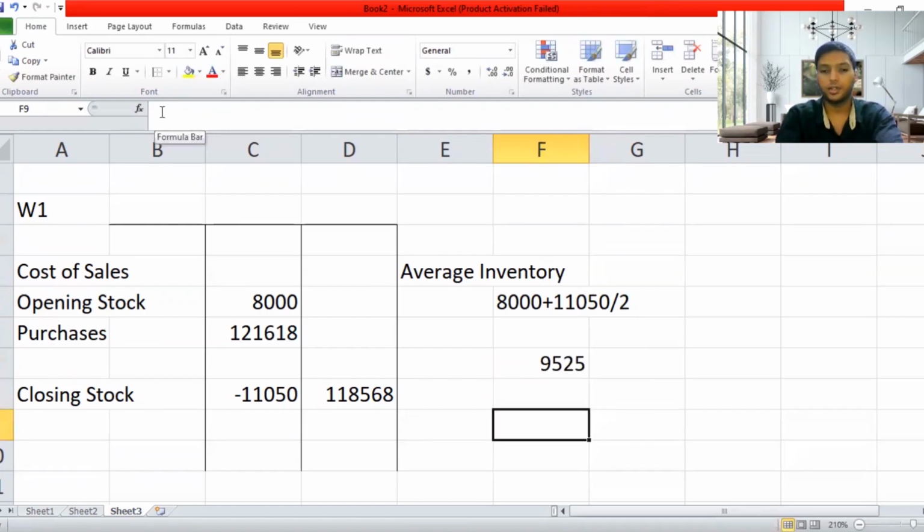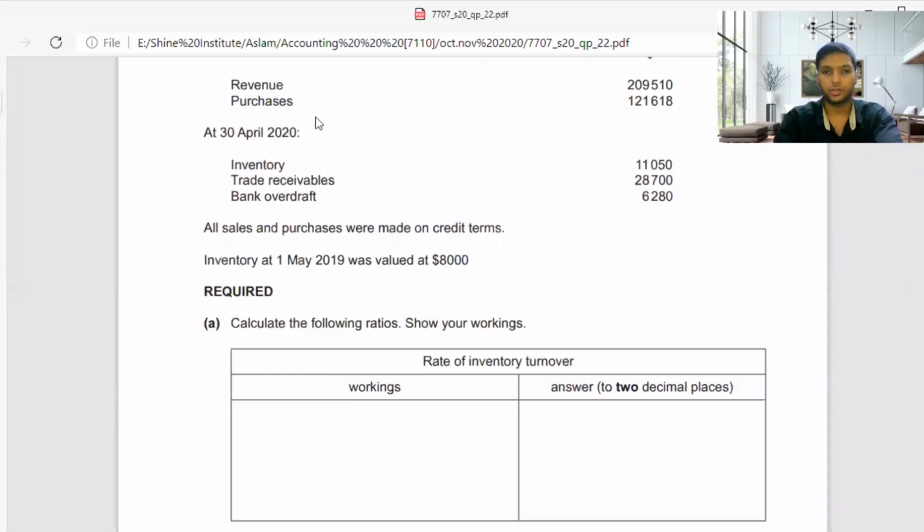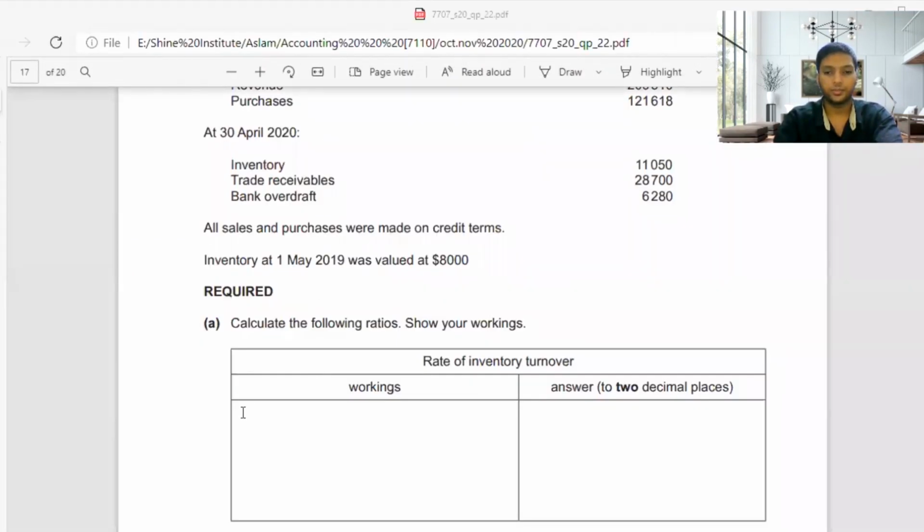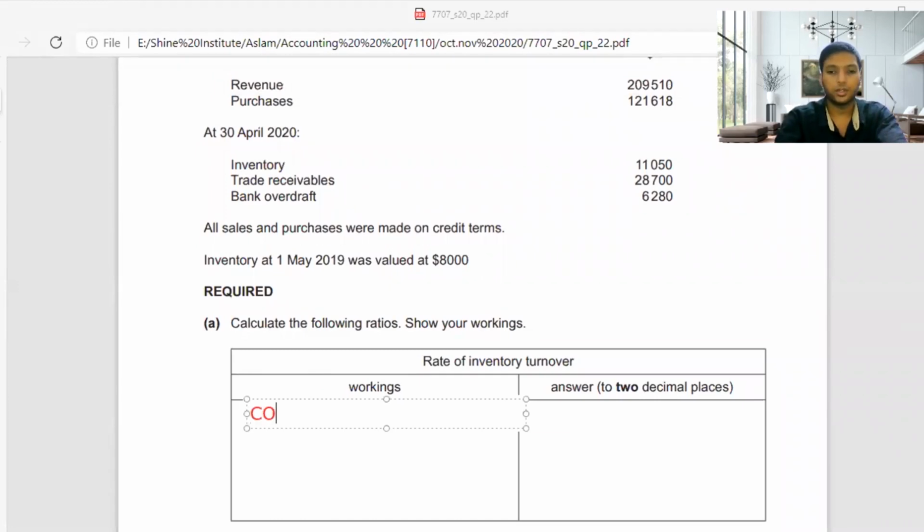So 9,525. Now I'm moving on to the formula sheet. I found average inventory as well as cost of sales. I'll just write the formula, guys: cost of sales divided by average inventory. You might get a mark in the exam even if you don't do it correctly.